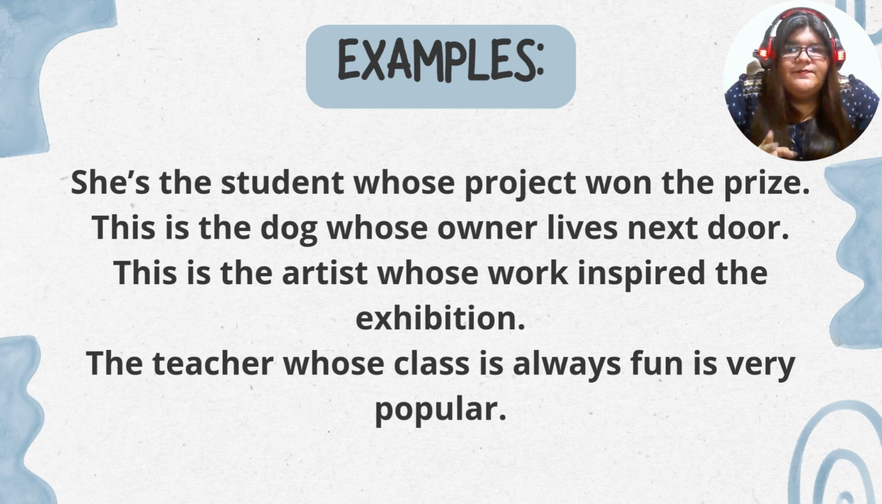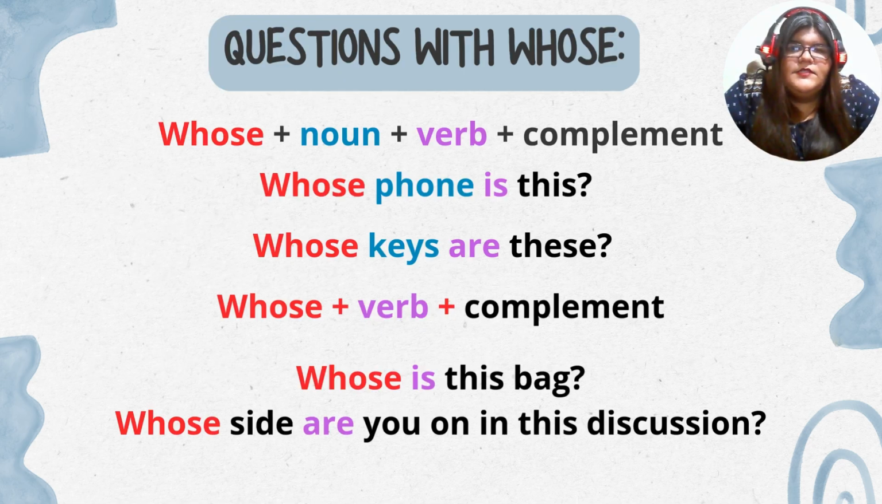So, I'd say, you should be able to identify, for example, the subject, the noun, the verb, and so on, guys. But by the time you will get used to it, don't worry. Now let's see the questions with whose. Whose plus the noun plus the verb plus the complement. Whose phone is this? If you see here, we have in red whose and the noun in blue, phone, the verb be, is, and the complement this. Whose phone is this? Because I am asking for something that belongs to someone.